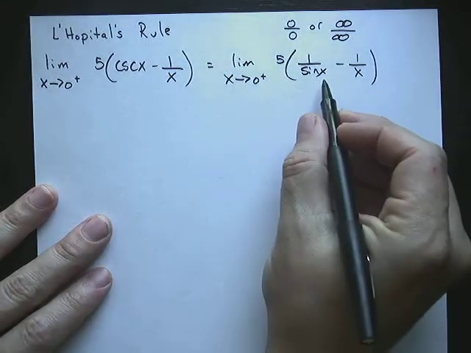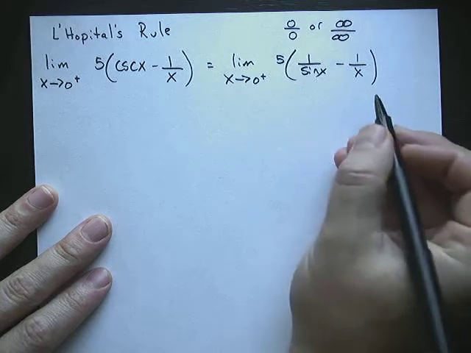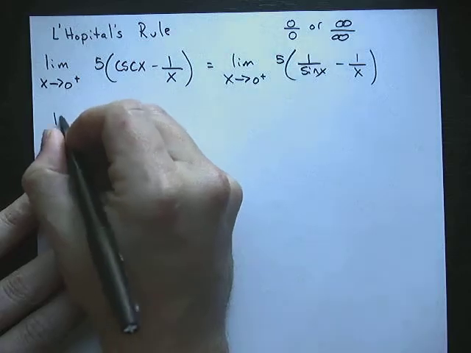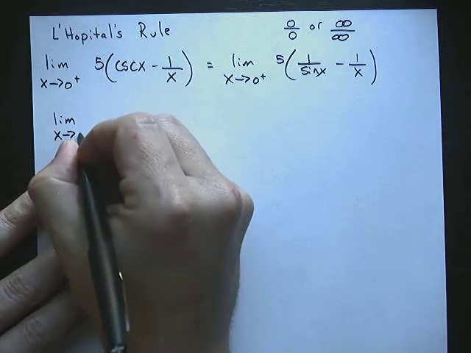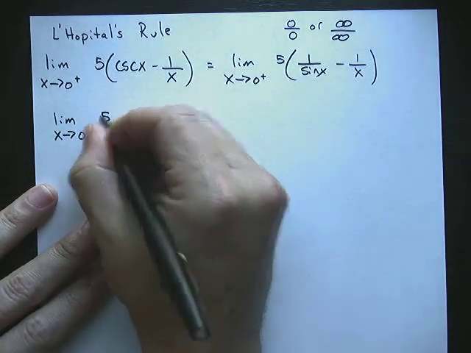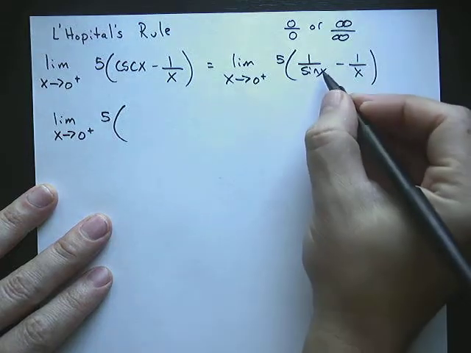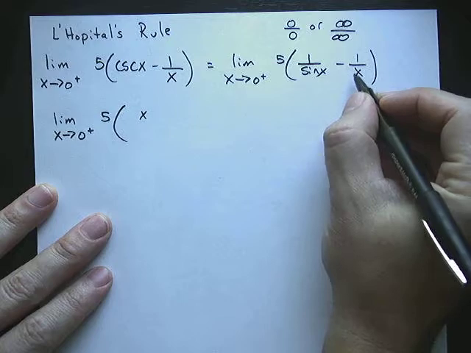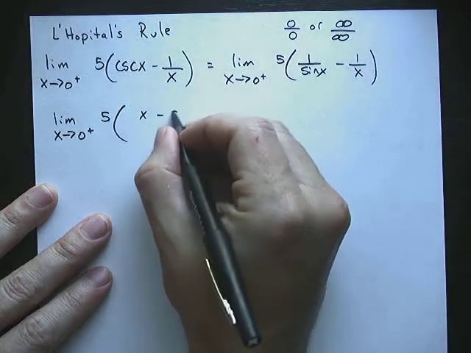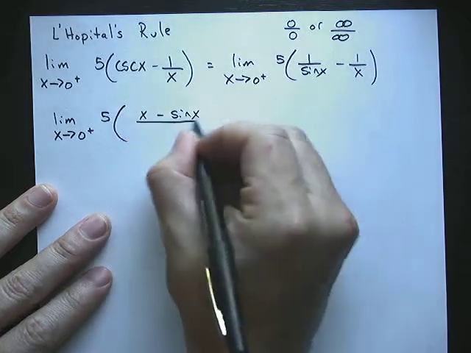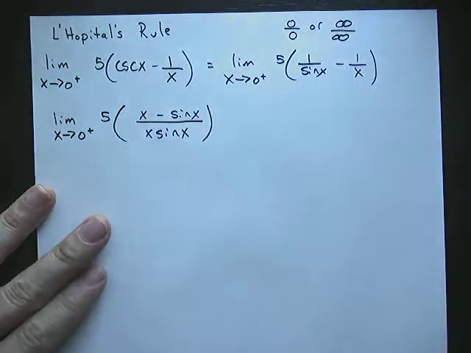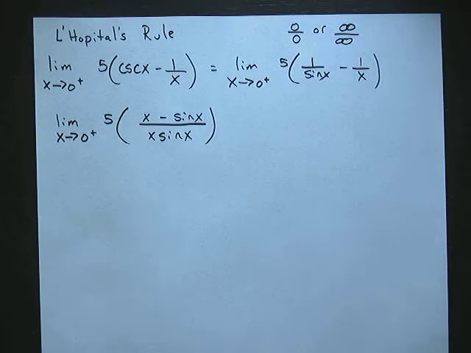So if we find a common denominator, we have a sine x and an x. That means the common denominator is x sine x. So let's put those together. There's our 5 out front. This one needs an x on top, and this one needs a sine on top. And our common denominator is x sine x. Okay? So that combined those two fractions.